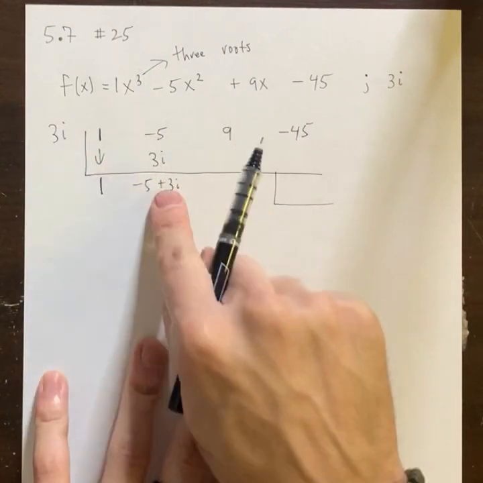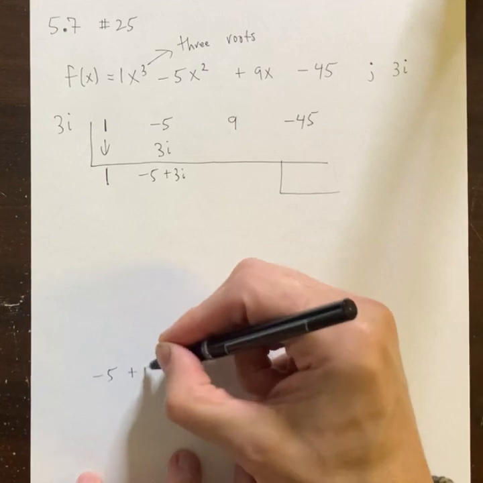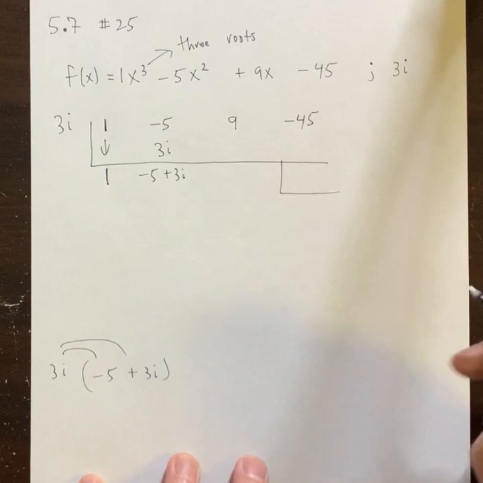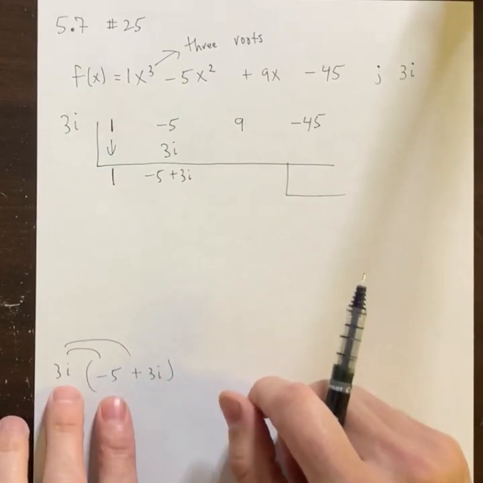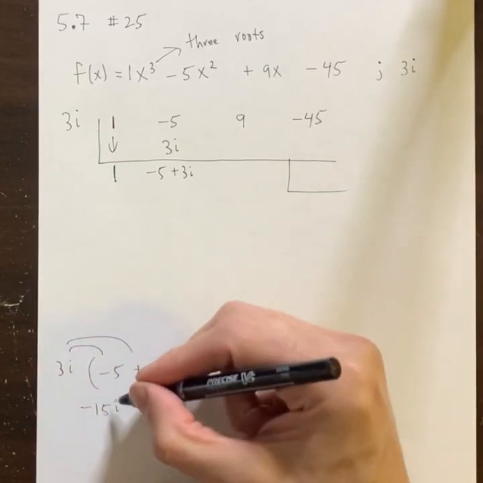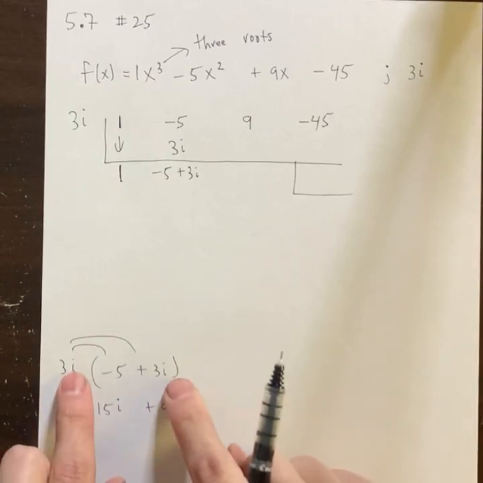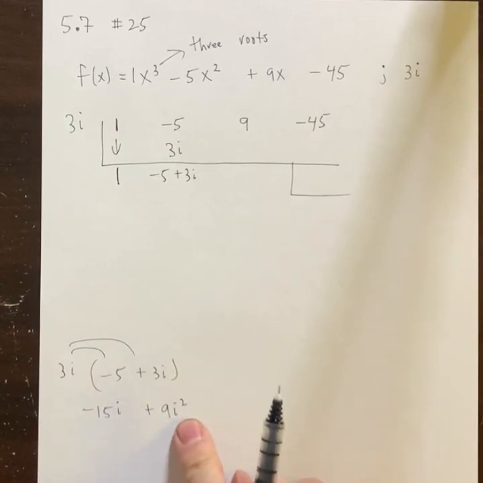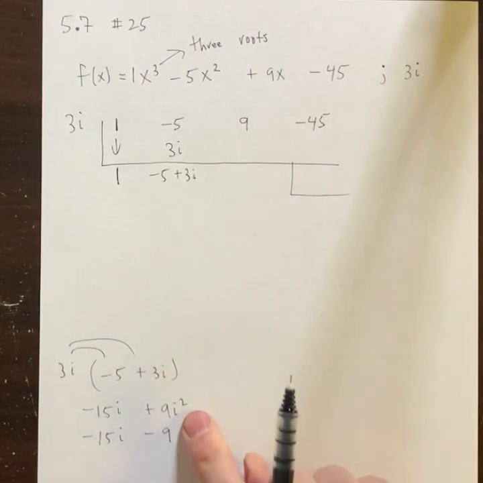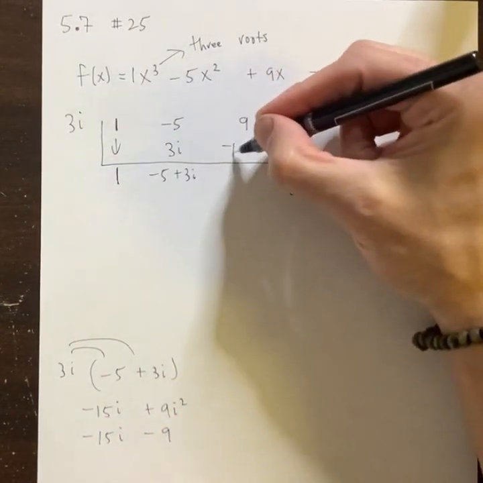And now we have to multiply these numbers here. So let me do some scratch work down here at the bottom. I have negative 5 plus 3i times 3i. When I distribute, that times that is negative 15i, and then this times this would be positive 9i squared. It's i squared because it's i times i. But recall that i squared is negative 1, so the negative 1 turns the 9 into a negative 9. And this number is what goes here.